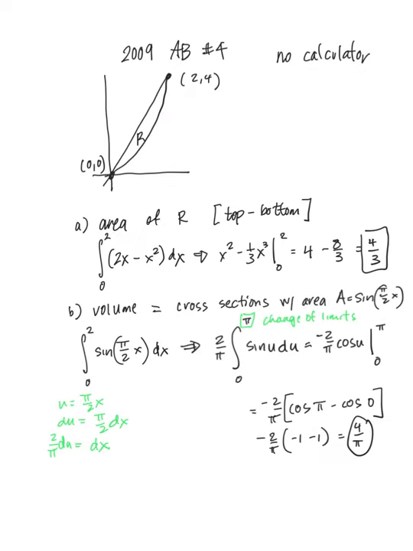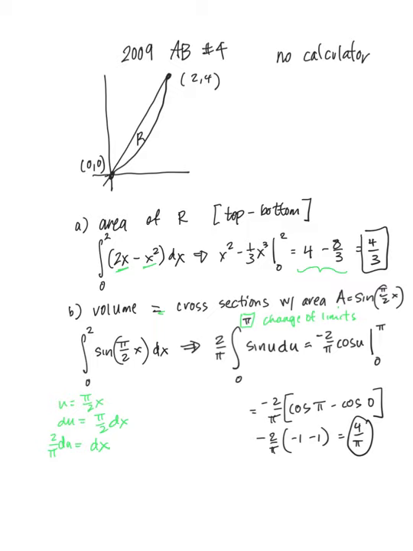Okay, another volume problem, 2009 AB number 4. We have the area of R, which is again top minus bottom, so it's the linear 2x minus x squared. This is a non-calculator problem, so again, the AP readers are looking to see that you can integrate. And so we do that, and again, you can leave it as 4 minus 8/3. You do not need to get to its final evaluation of 4/3. Then you have the volume, and the cross sections for this volume problem have area equal to sine pi over x.